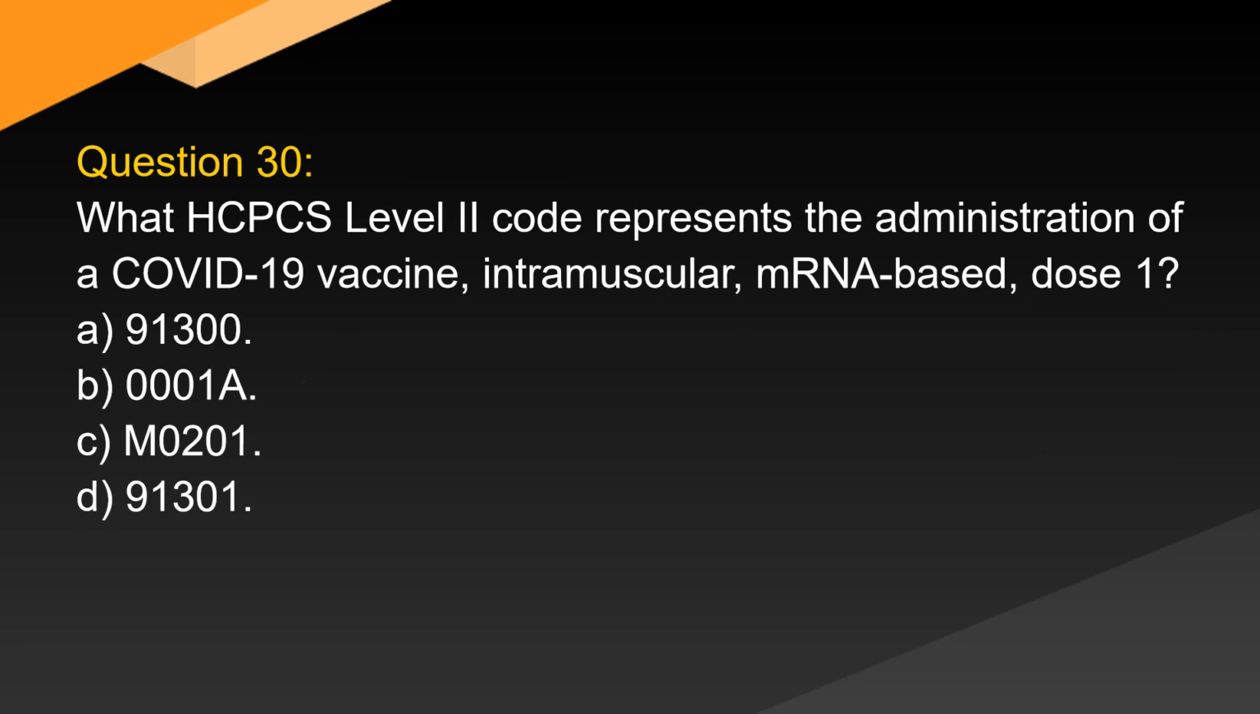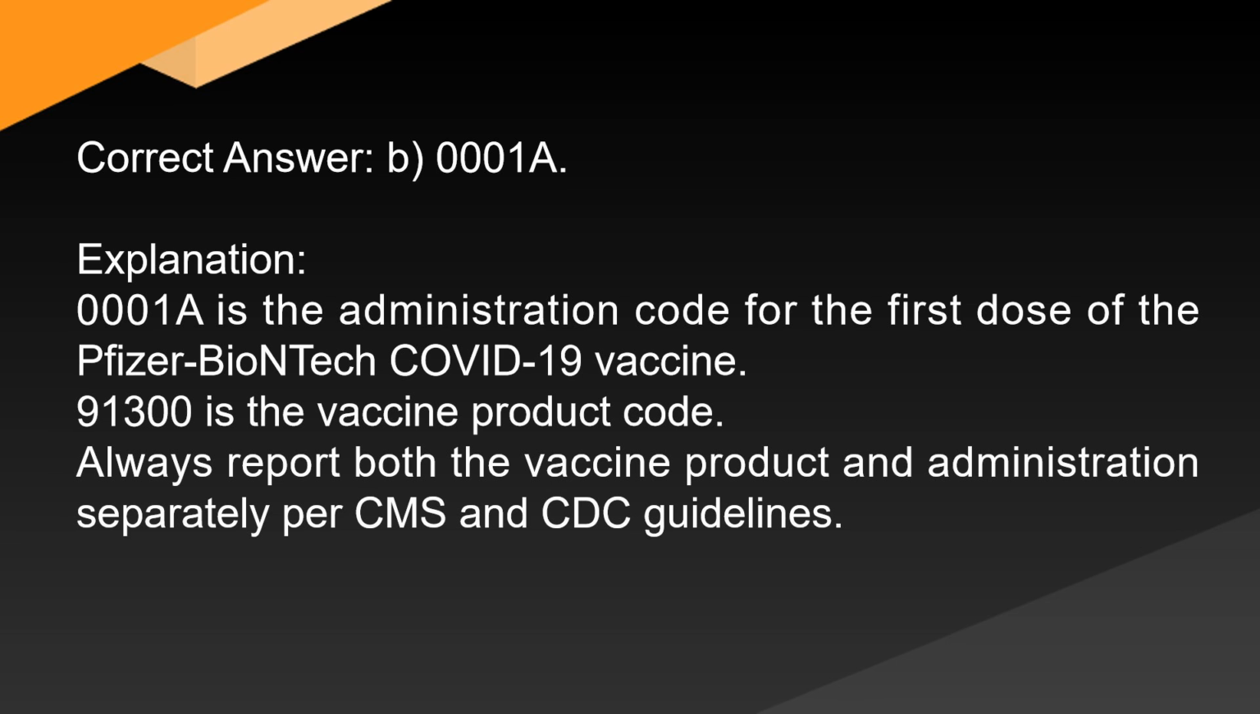Question 30. What HCPCS level II code represents the administration of a COVID-19 vaccine, intramuscular, mRNA-based, dose 1? A. 91300, B. 1A, C. M201, D. 91301. Correct answer, B. 1A.